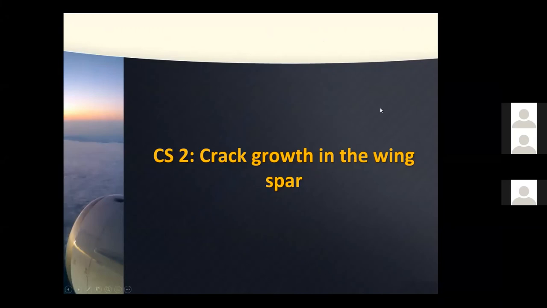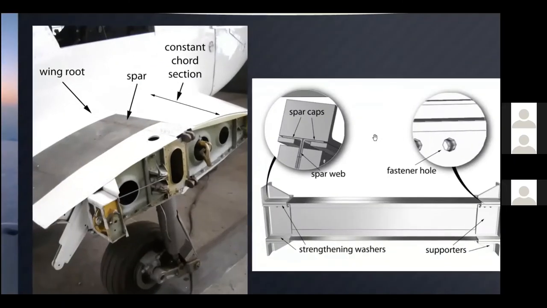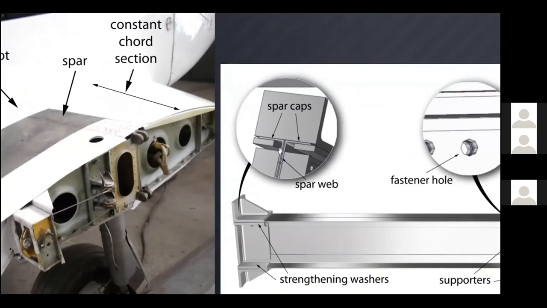Okay, the second case study, crack growth in the wing spar. Now you can see here part of that light aircraft, and you can see here the wing root and the spar. I wanted to show you this, because maybe you're not familiar with these parts of the aircraft. So the spar is the main part of the wing. It's like a beam, usually an I-beam. Here I will zoom in, and you can see this I-beam.